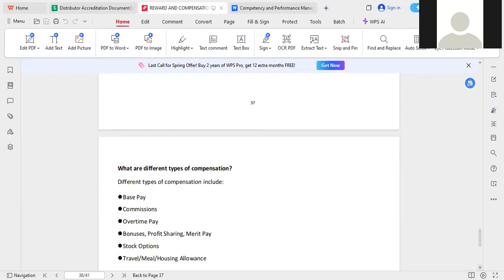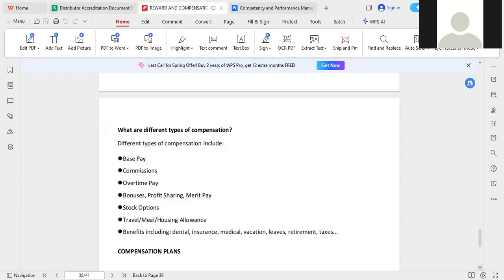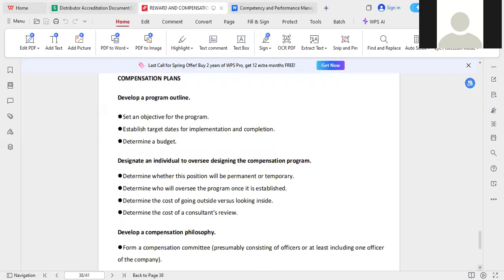So what are the different types of compensation? Base pay, we talked about that yesterday. Commissions. What about overtime? Overtime is when you spend much more than the time you're supposed to spend at work. Then you get other benefits and rewards for staying longer at work. Then stock options, travel, meal, house, or allowance. And these benefits can also include things like dental benefits, medical benefits, leaves, retirement, and other forms of allowances.